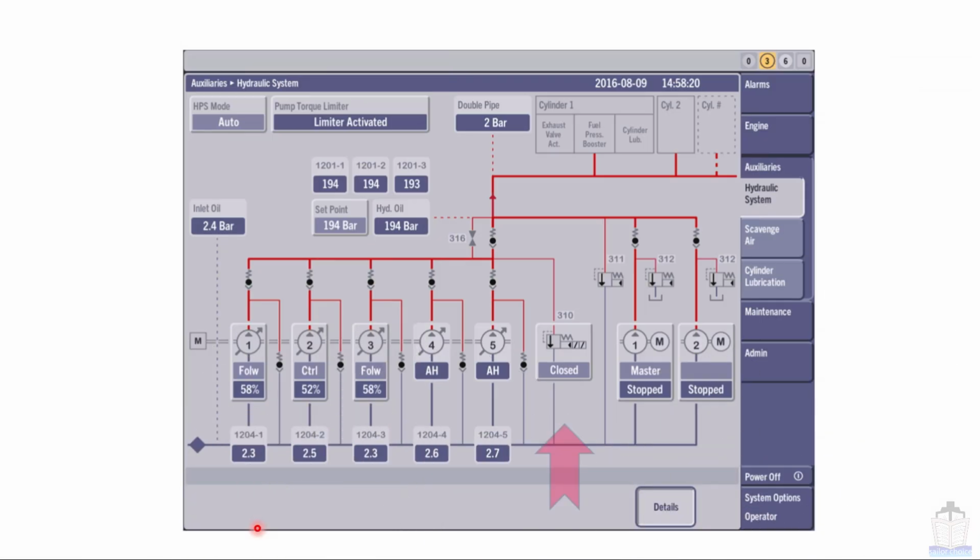Now next we are going to see about this valve number 310. About these other two valves, 311 and 312, we will talk in a while. This valve serves as a relief valve for all these 5 engine driven pumps. Also in case of most of the shutdowns, this valve depressurizes this hydraulic oil pressure and hence the engine stops.